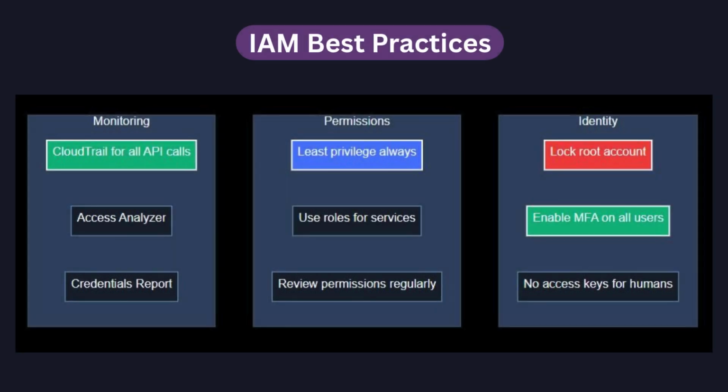Securing your AWS account requires following IAM best practices. Always protect the root account by enabling multi-factor authentication and avoiding its use for daily tasks. Create individual IAM users for each person and enforce MFA for all users. Use roles instead of access keys whenever possible, and never embed credentials in code. Apply the principle of least privilege, regularly review permissions, and enable monitoring tools like CloudTrail and Access Analyzer to audit and detect potential security issues.